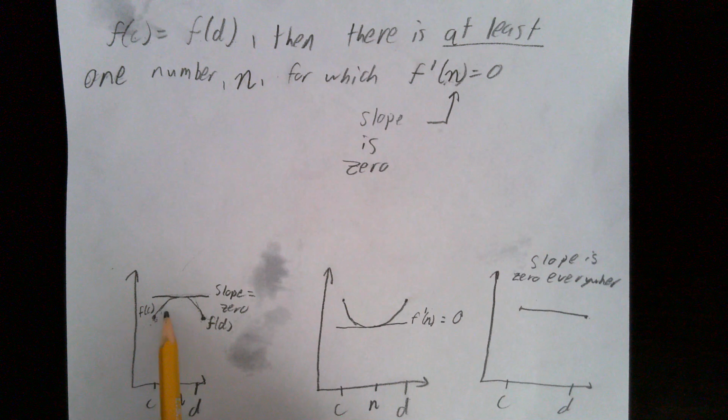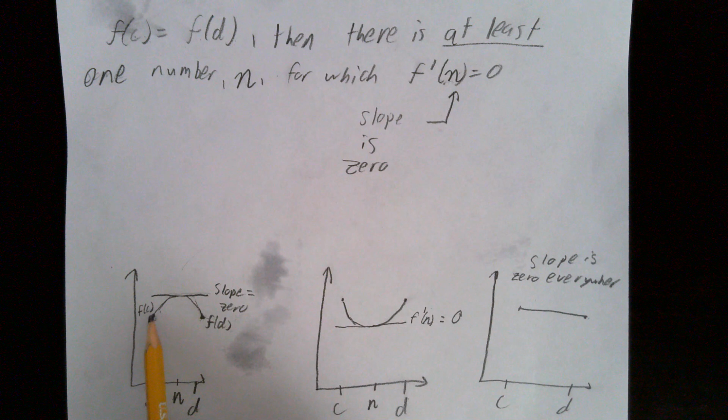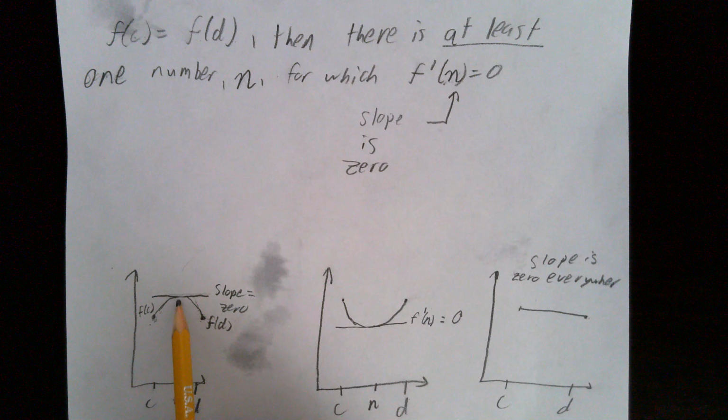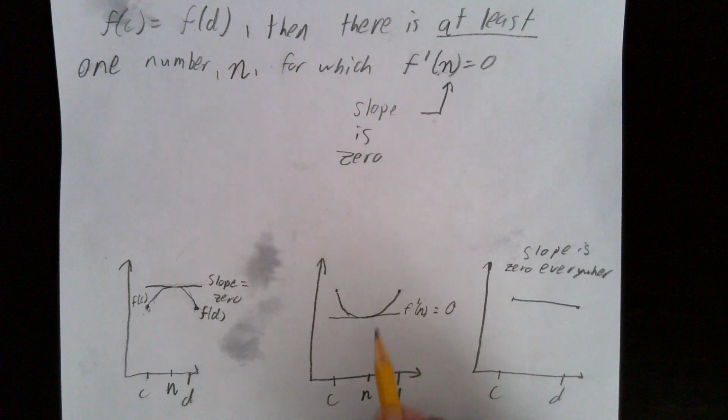This should make sense because if f of c and f of d are the same value, and I want to go from f of c to f of d, if I go up, I've got to eventually come back down. And that means that at some point in the middle, I must have a slope of 0. So that would be over here, and that would be f of n, because over here we've got a slope of 0.